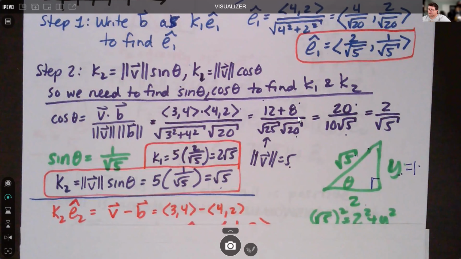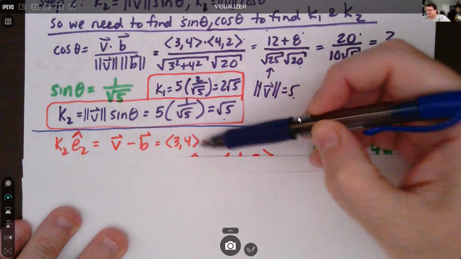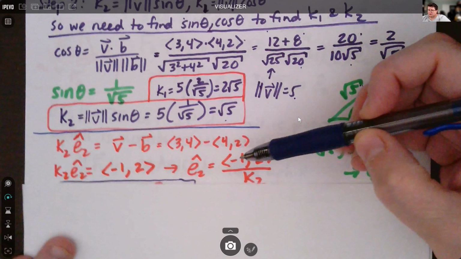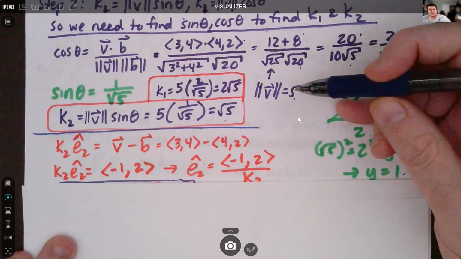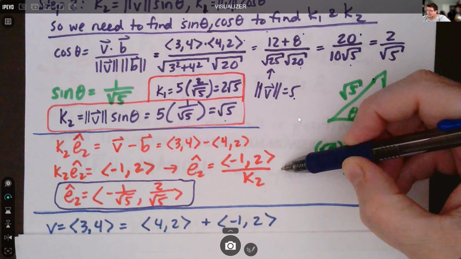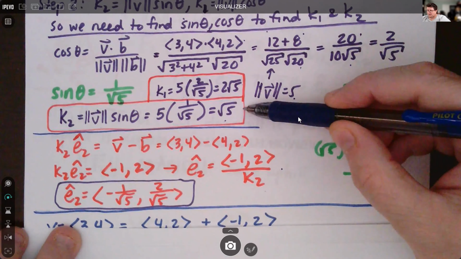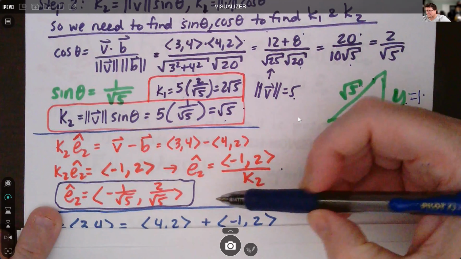We can use that first thing that we wrote up above. K2 E2 is V minus B, which is (3, 4) minus (4, 2). So K2 E2 is (-1, 2). Divide by K2, and we get E2. K2 was square root of 5, so the unit vector E2 is -1 over root 5, comma 2 over root 5.